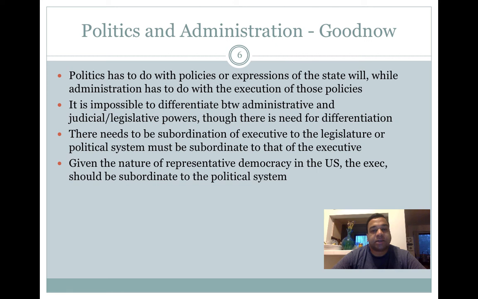And he says, given the nature of American democracy, which is a representative democracy, the executive must be subordinate to the political system. So think about what he means by this and how this is playing out in today's context, whether at the state and local government or the federal government level, and what you make of his arguments.